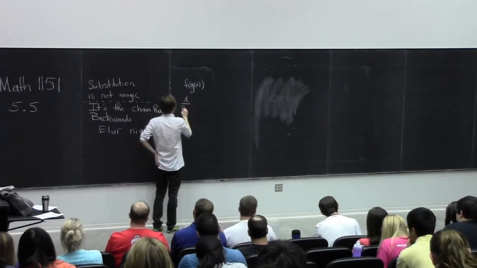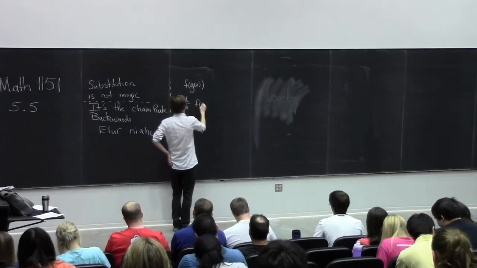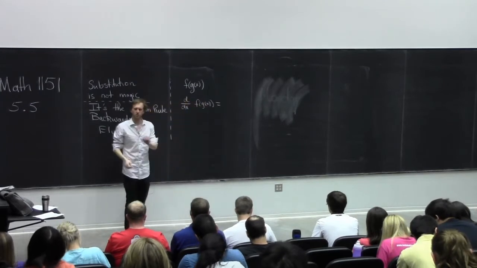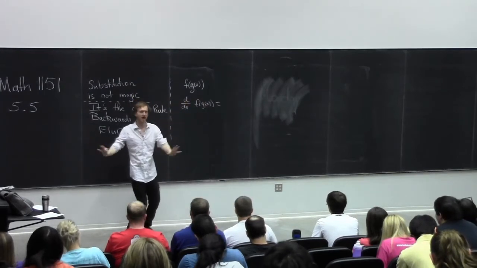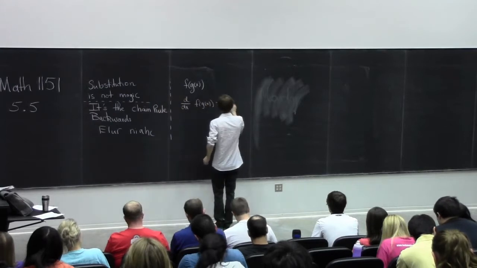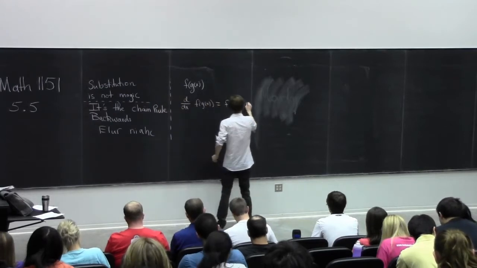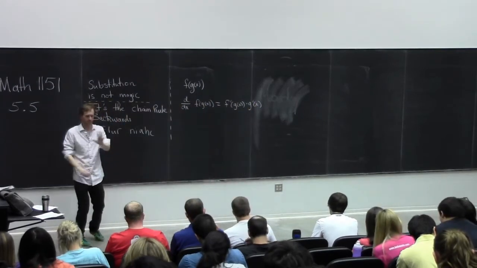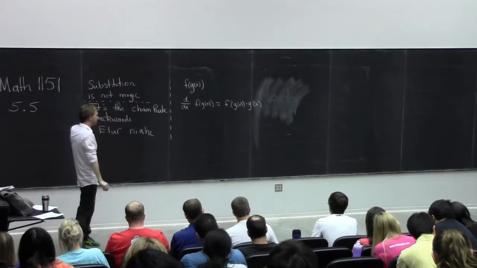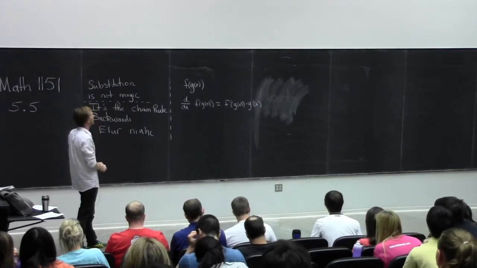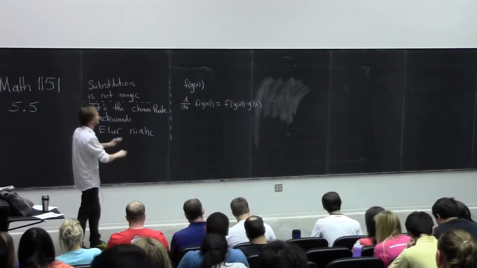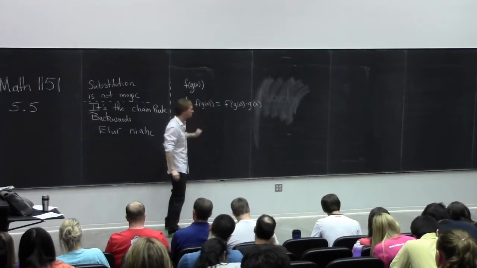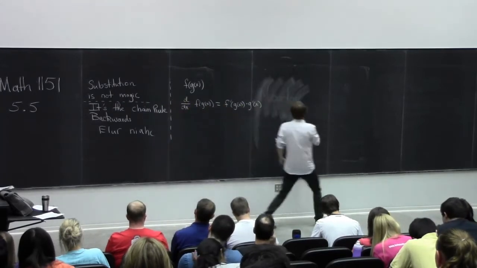I can say the derivative of this thing with respect to x by the chain rule is f prime of g of x times g prime of x. Great. Now, let's look at two integrals. These things are equal, right?